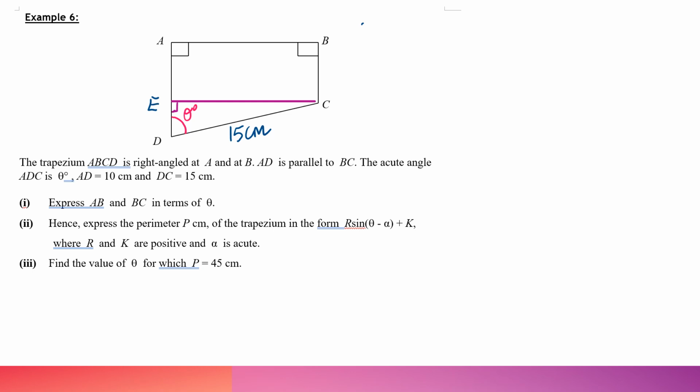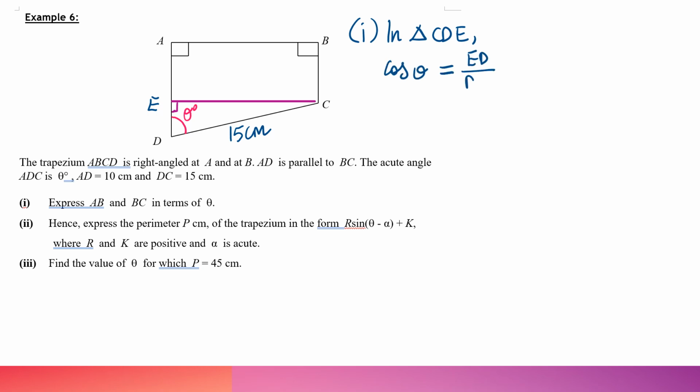All right, I'm going to label the point there as point E. Right, so for part 1, you're supposed to express the lengths AB and BC in terms of theta. So in triangle CDE, because this is a right angle triangle, we're going to use SOH CAH TOA to find the length for AB first, sorry, BC first.